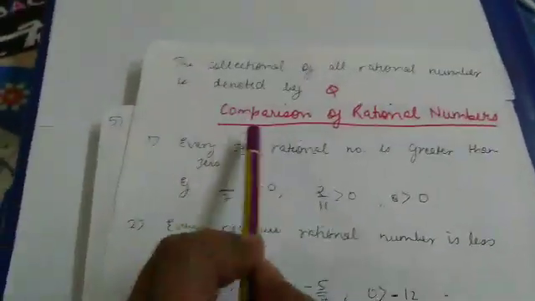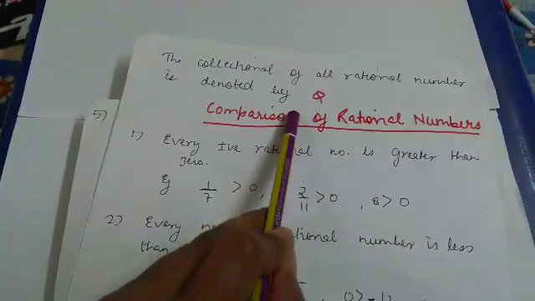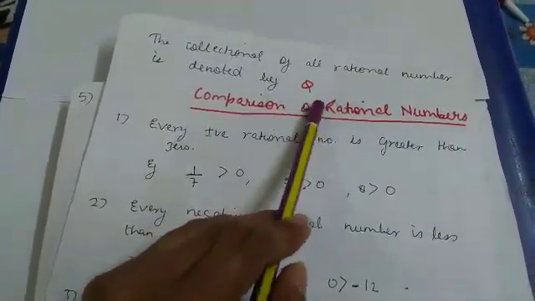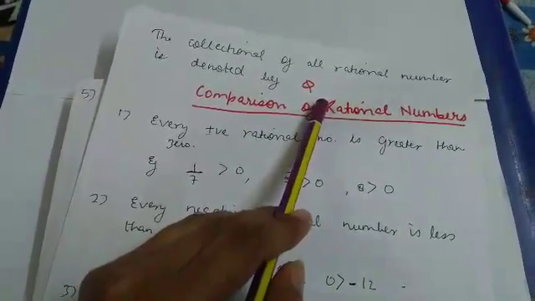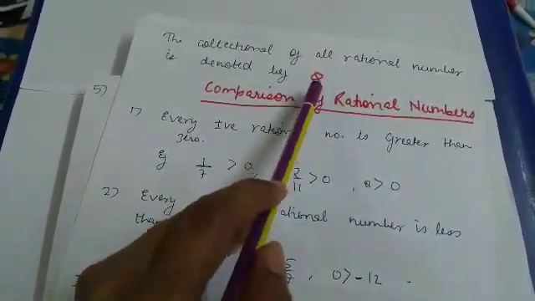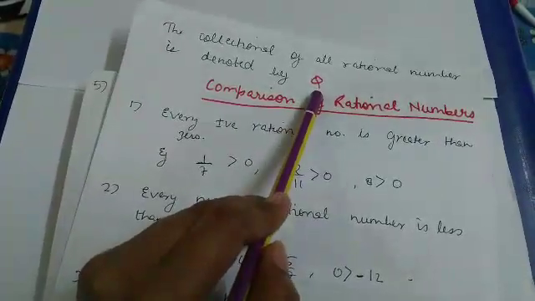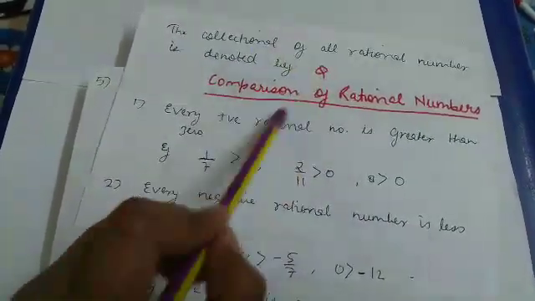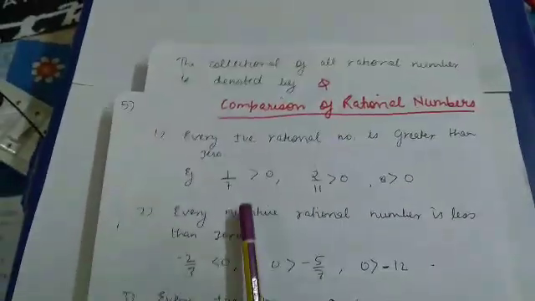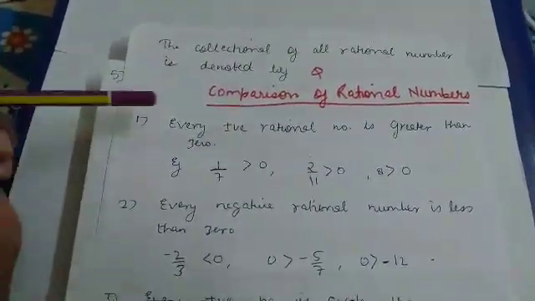Now, the collection of all rational numbers is denoted by Q. We will denote the rational number with the capital Q. It is denoted with this letter. If Q is written, then we should know that it is a rational number. Now, how will we compare rational numbers? It is just like fractions. It is not a difficult topic.